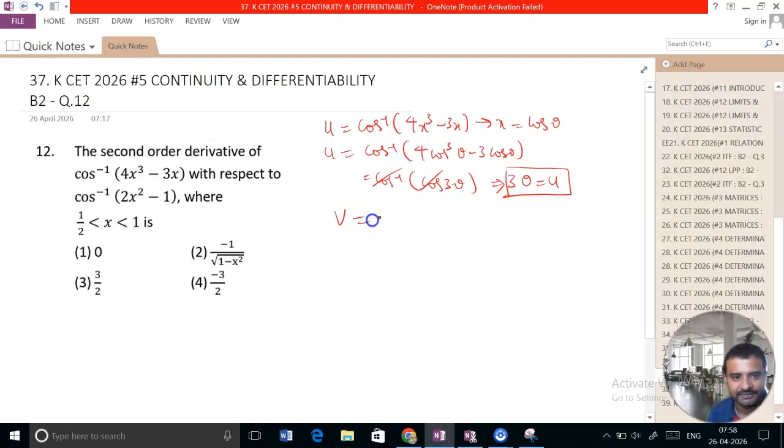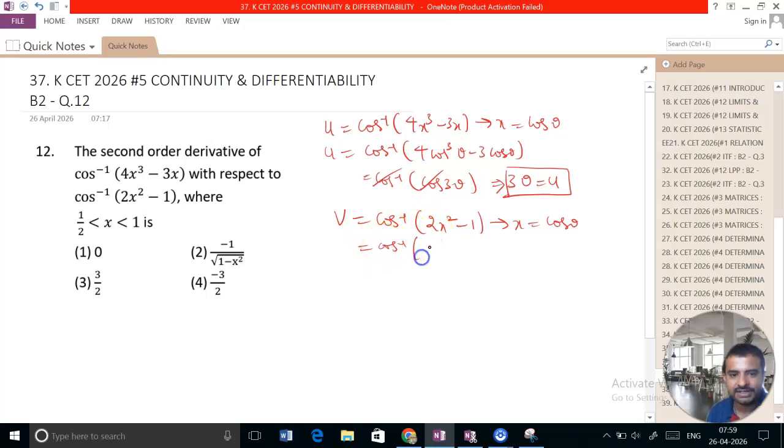Similarly, if you consider v as cos inverse of 2x square minus 1, here also x is equal to cos theta is the substitution. You should know the substitutions for x square plus 1, x square minus 1, 2x square minus 1, 4x cube minus 3x. If you know these substitutions very well, then it will be easy for you to get the answer.